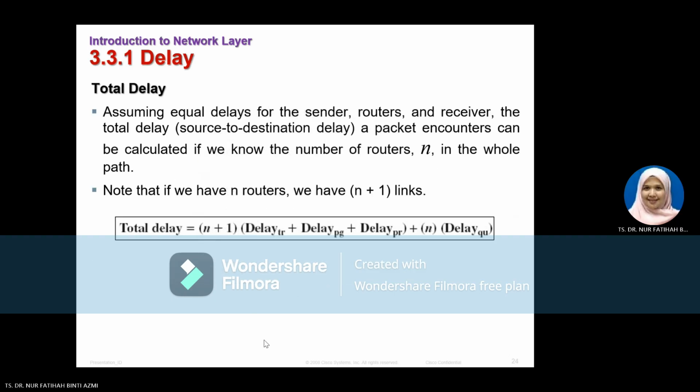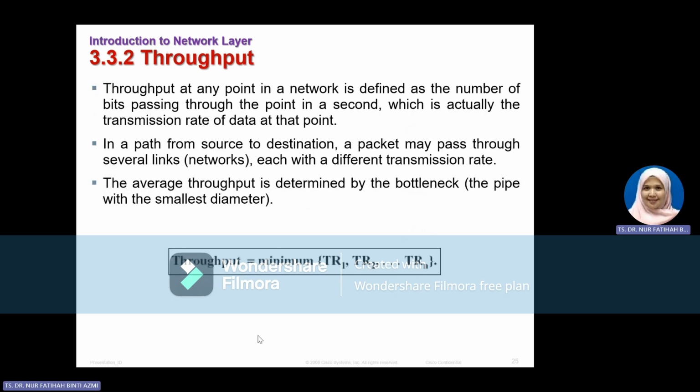And for the total delay, assuming the equal delay for senders, routers, and receivers, the total delay from source to destination that a packet encounters can be calculated if we know the number of routers in the whole path. So for example, we have n plus 1 times the transmission, propagation, and processing delay, plus n times the queuing delay.